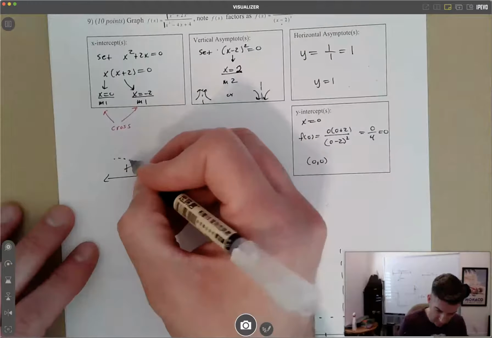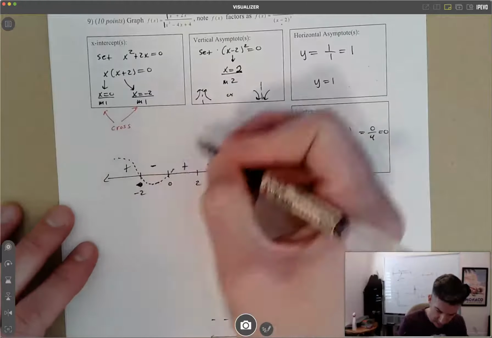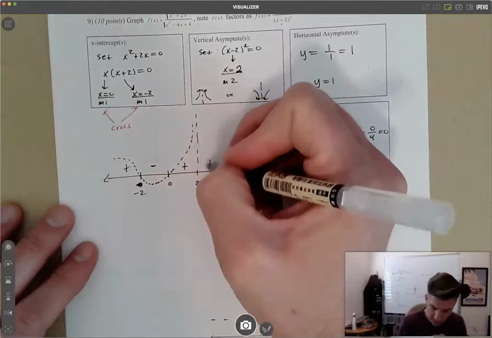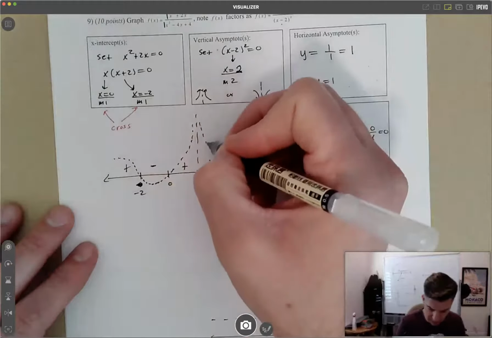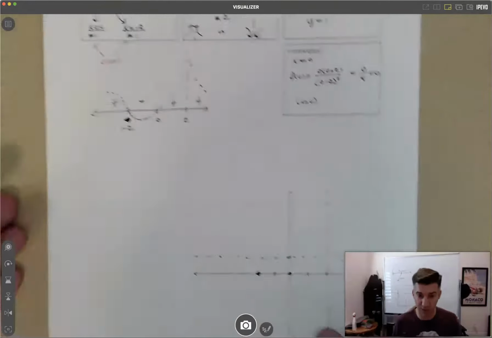So we can kind of see, okay, it's going to be positive. It's going to cross at -2 and be negative. It's going to cross at 0 and be positive. It's going to go very, very big because there's a vertical asymptote at 2. And on the other side of that, it's also still going to be very, very big. So that's kind of the basic shape of our graph, not accounting for the horizontal asymptote.